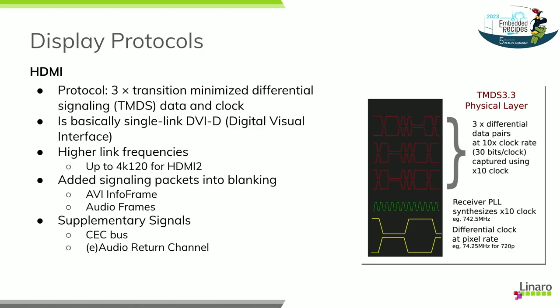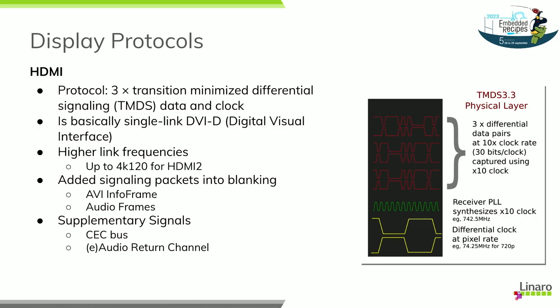And HDMI is basically a single link DVI, but we managed to put up to 4K, 120 Hz on it. And on top of DVI, we added some signalings because DVI is too basic. The monitor needs to figure out the mode. You send some pixels and the monitor says, oh, I need to figure out, is it SVGA or whatever?